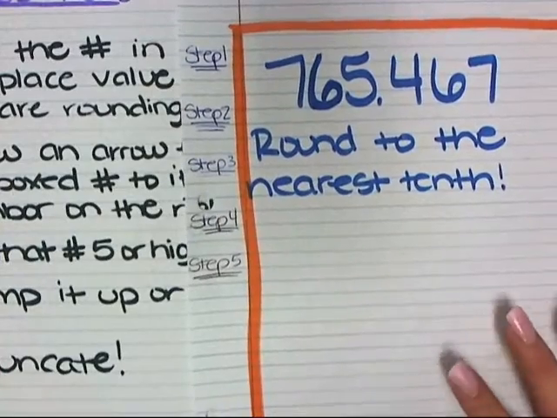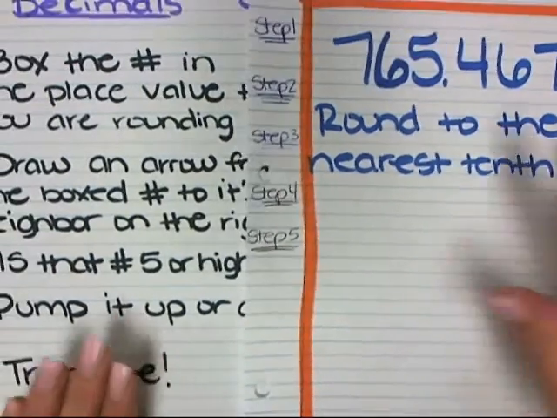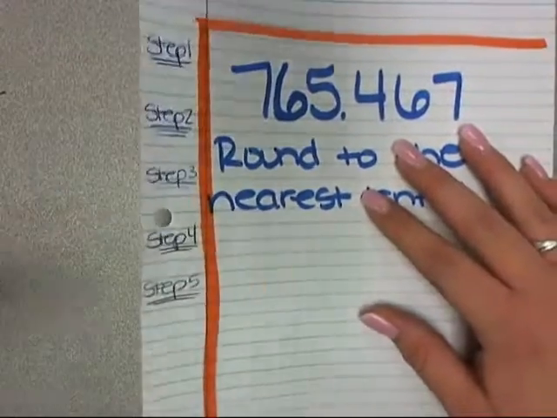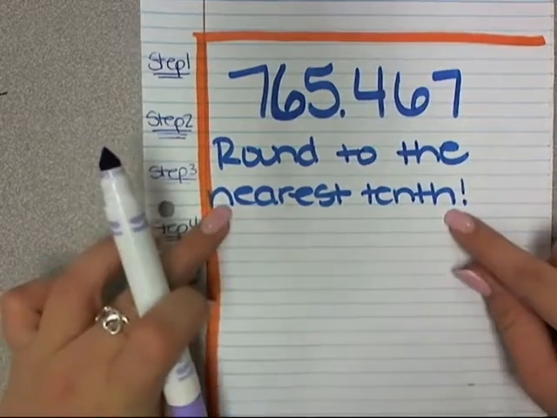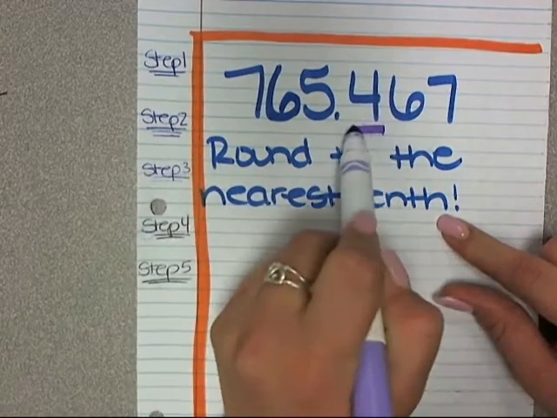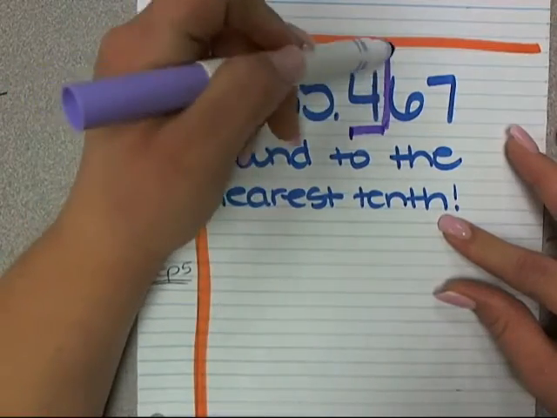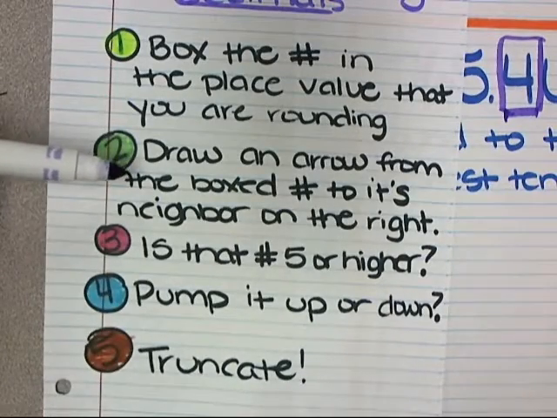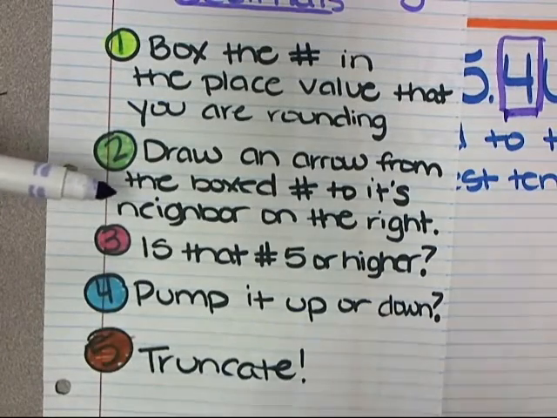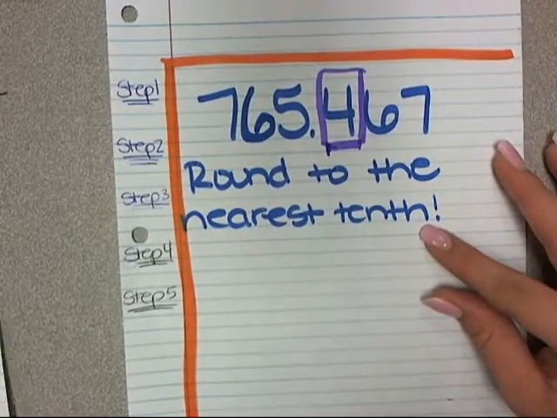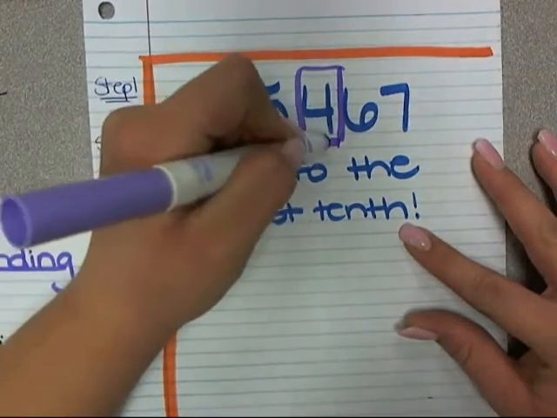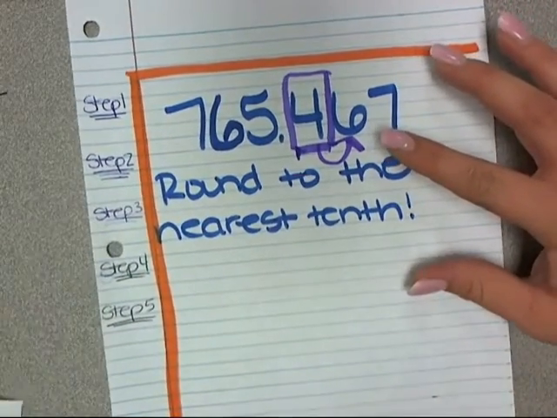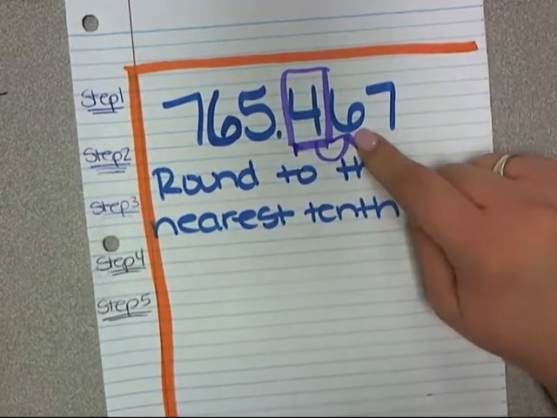Using our 5 steps, let's round to the nearest tenth. Step 1 says round or box the number in the place value that you are rounding. It says round to the nearest tenth. Well, this is the tenths place, so I'm going to box the number that we're rounding. Number 2, draw an arrow from the boxed number to its neighbor on the right. So we're going to draw our arrow from the boxed number to its neighbor on the right. Okay, so the next step is to ask ourselves if this number is 5 or higher.